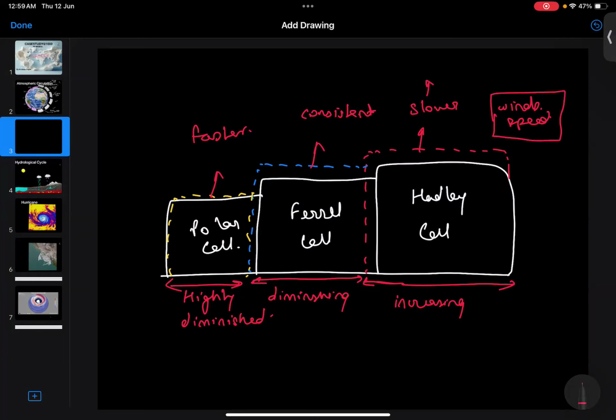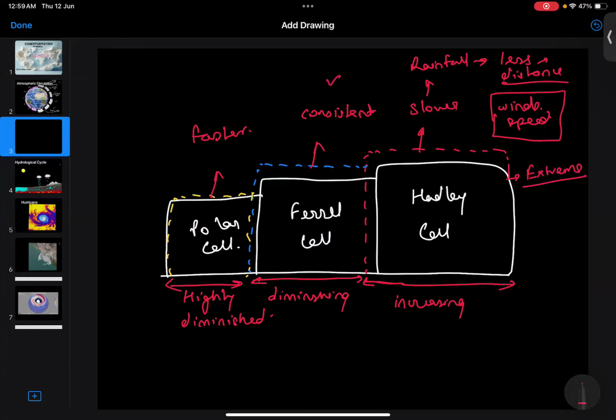Because it is getting slow, the component of, we can say, the rainfall is changing, and when the winds are slow, they are able to carry moisture for less distance. Okay, the moisture is carried for less distance, therefore we see that there is concentration of rainfall taking place in the Hadley cell, therefore the weather is becoming more extreme here in the Hadley cell.